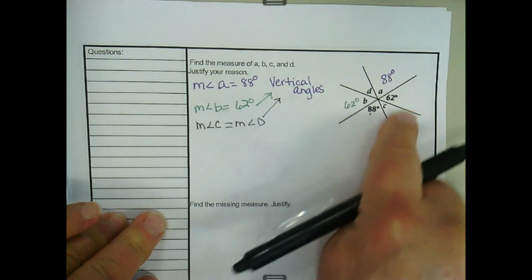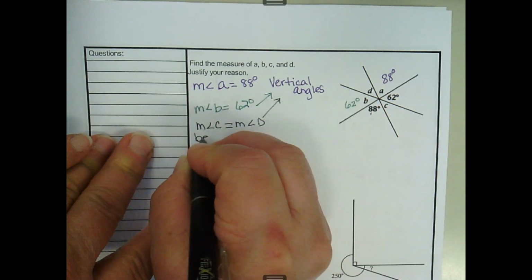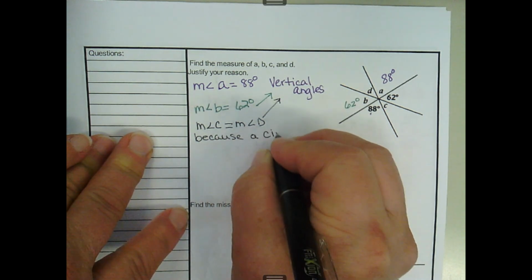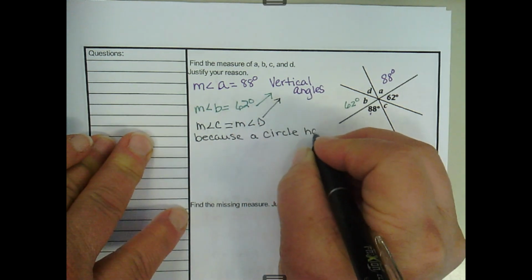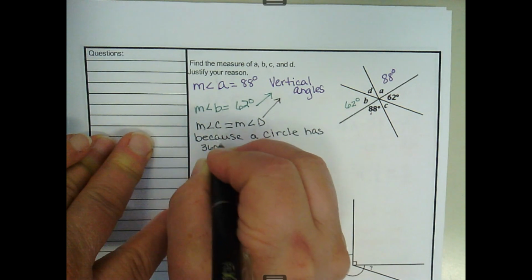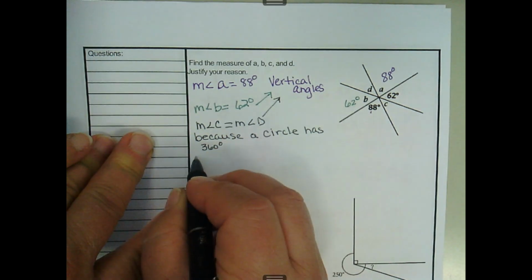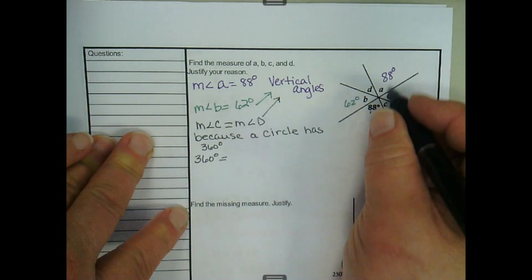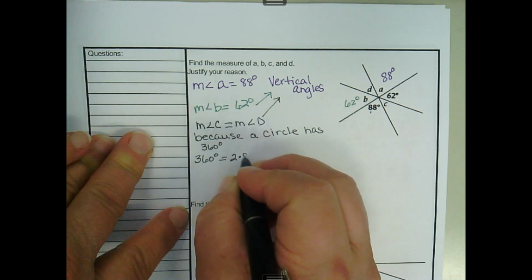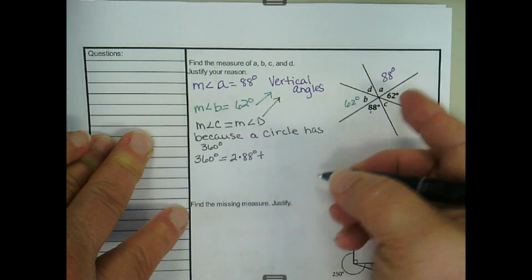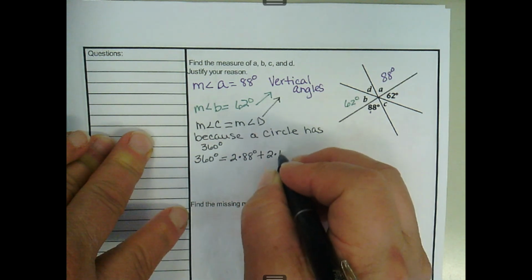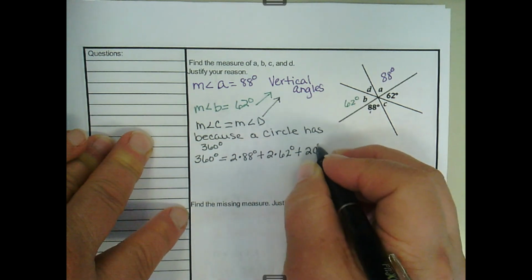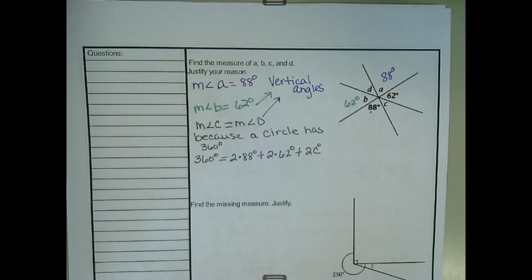So if I start with a circle, because a circle has 360 degrees, 360 degrees is equal to, I've got 2 at 88, so 2 times 88 degrees, plus I've got 2 at 62, 2 times 62 degrees, plus 2 times C degrees, because C and D are the same, so I can put 2C.